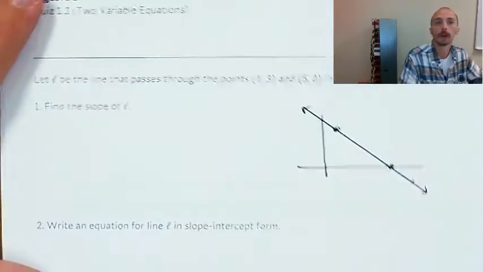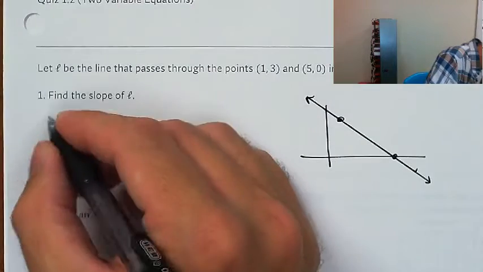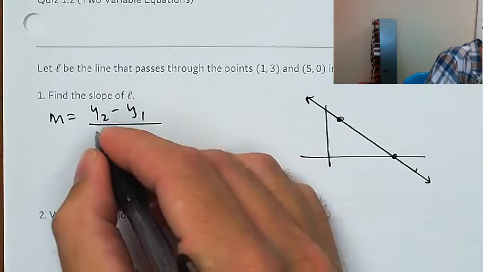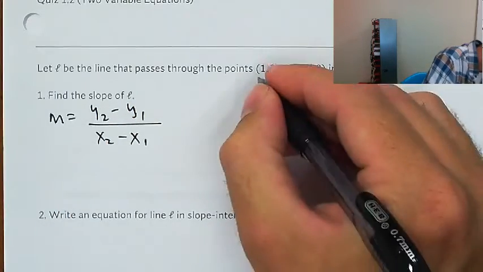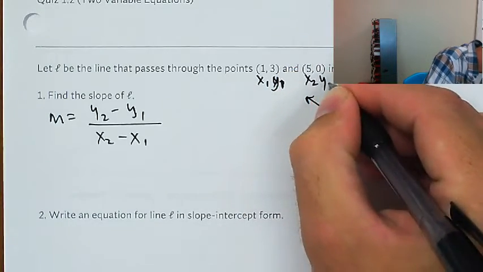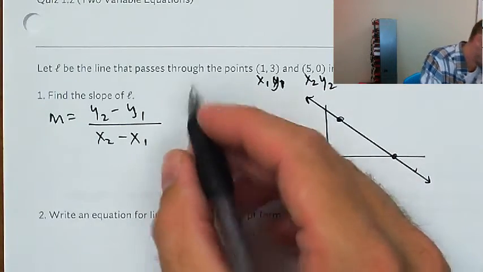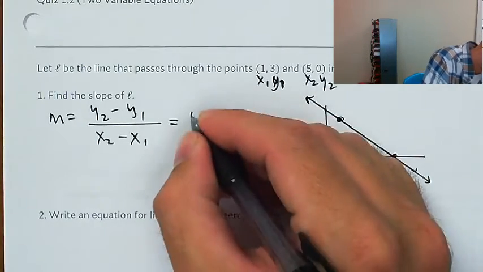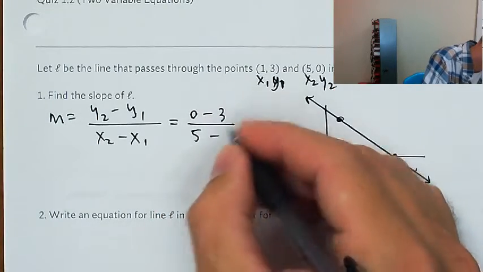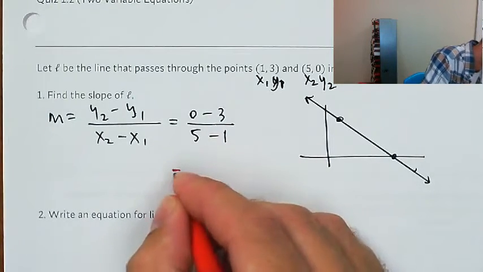And we're going to eventually write an equation for it in slope-intercept form, so maybe that'll make sense with the picture we've drawn. With the slope, we know that we've got a slope formula. It's y2 minus y1 divided by x2 minus x1. And I'm going to just label these x1, y1, x2, y2, right? First point, second point. And then I'm going to say, okay, well, that slope is going to be y2, 0, minus y1, 3, divided by x2, 5, minus x1, 1. And so I'm going to say that that's negative 3 over 4.